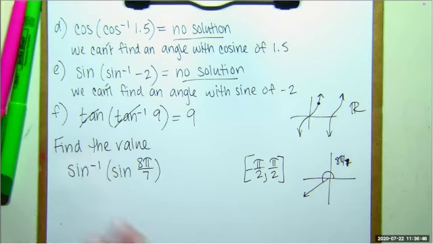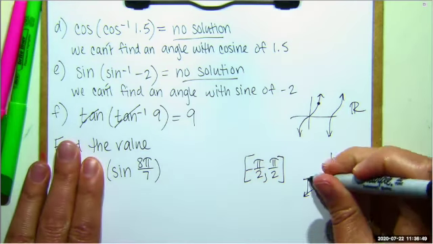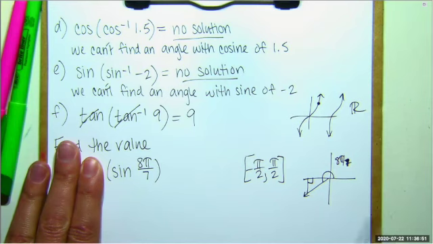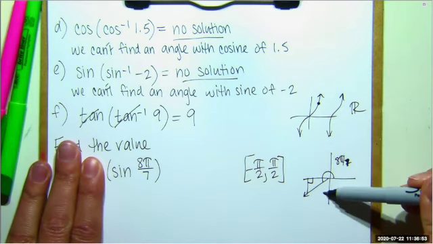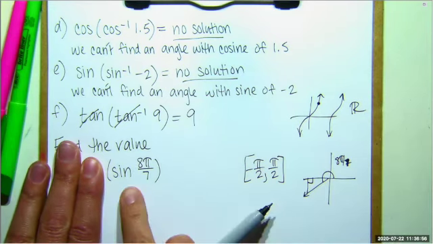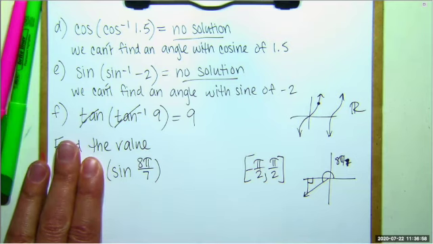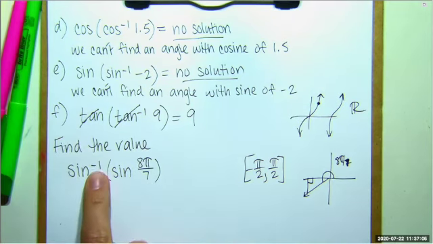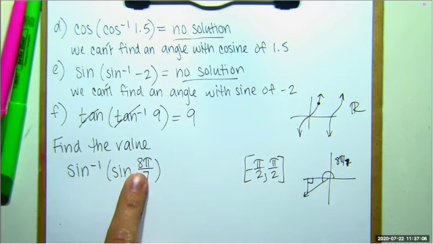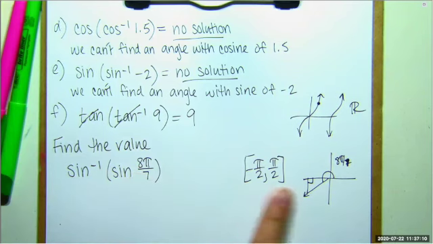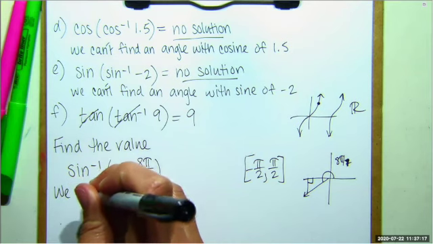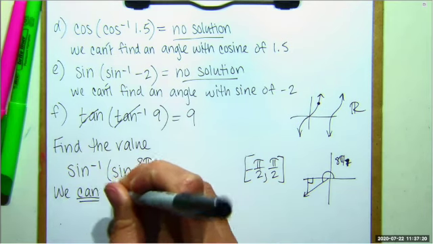Sure. We could draw 8 pi over 7. We could drop a perpendicular, forming a triangle. We could figure out what the opposite and hypotenuse was, and we could answer this question. So does this make sense? Yes. Mathematically, sure, we can figure this out. We'll get some number between -1 and 1. Then inverse sine of some number between -1 and 1 would tell us to find an angle in this range whose sine is that value. Does that make sense? Yes. Okay, so on this one, we can find a solution.